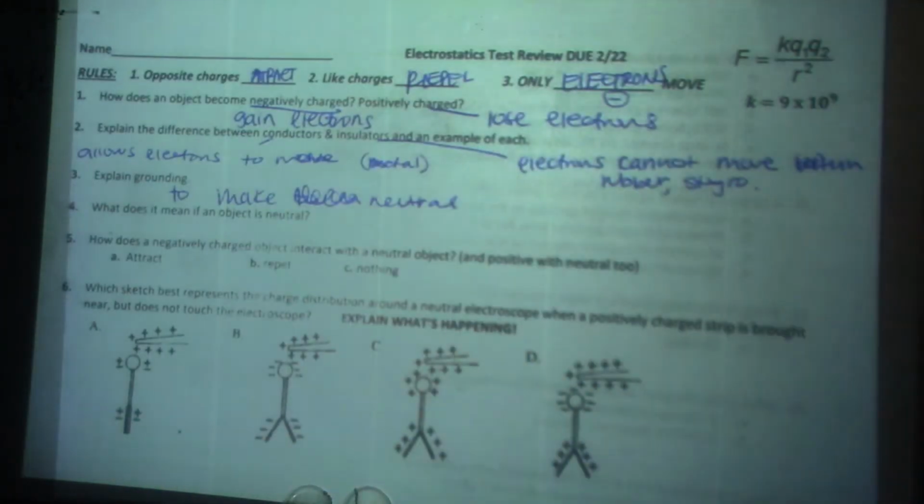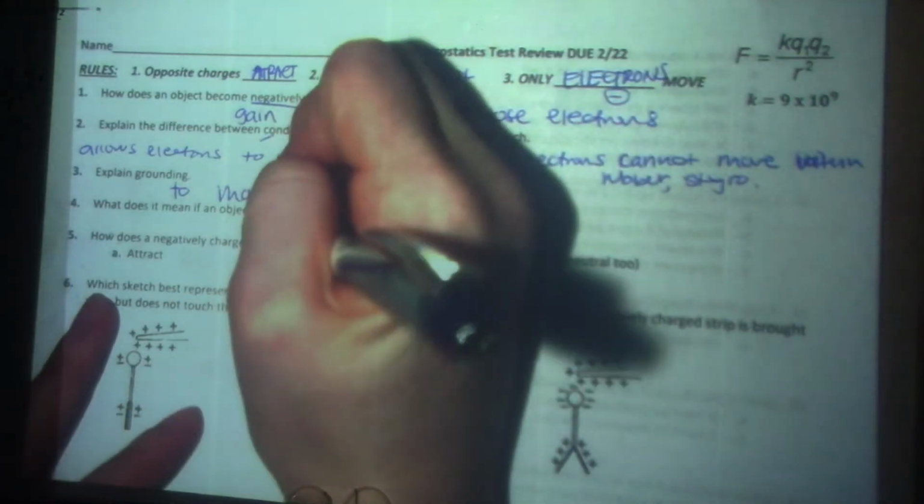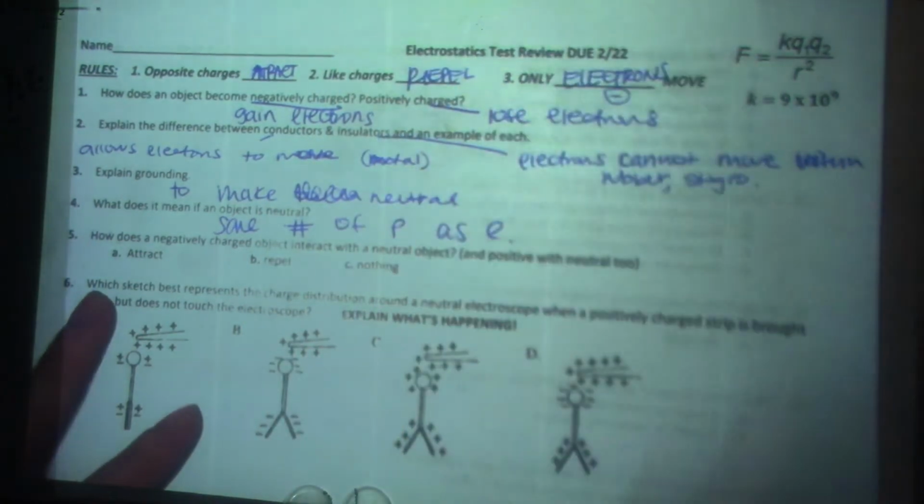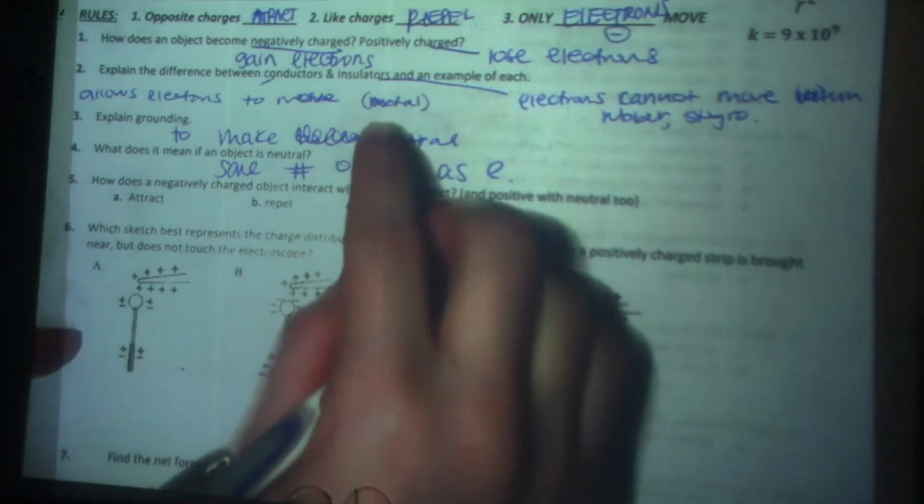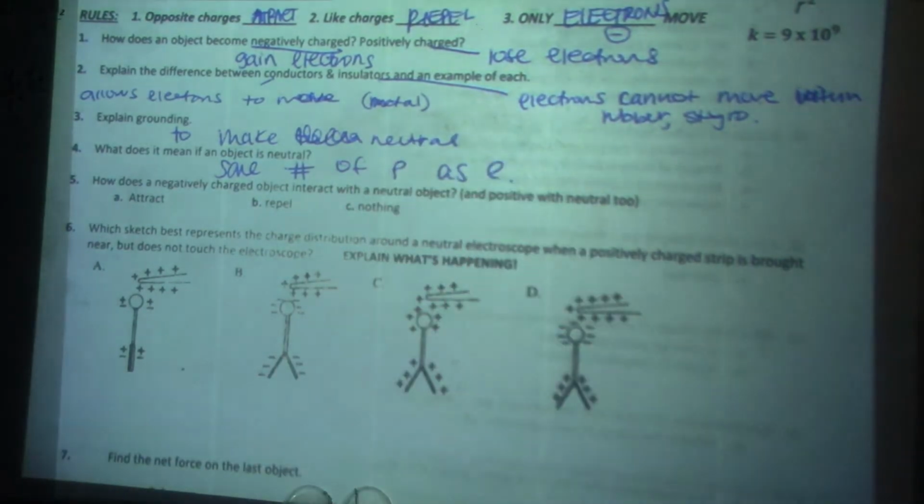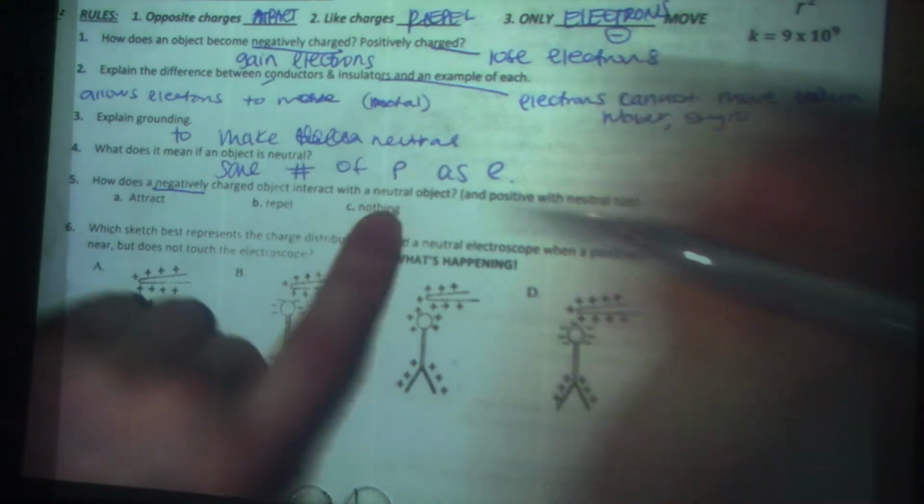And what does it mean if an object is neutral? It means it has the same number of protons as electrons. I'll just call it P and E. It doesn't mean that there are no charges. It means there's no net charge, no total charge. I could have 1 billion protons with 1 billion electrons. That would be neutral.